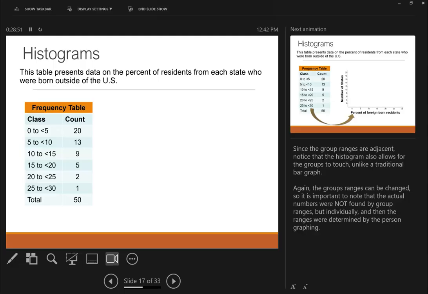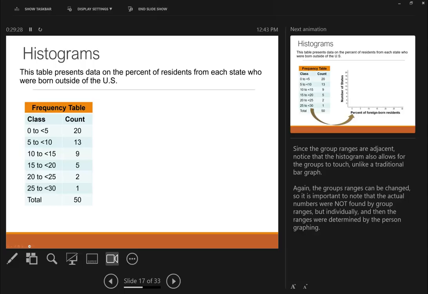All right, let's take a look at some data, and we're going to build a histogram from this to show you what this looks like. This is the percent of residents from each state who were born outside of the US. Notice there's 50 total, because there are how many states? 50. So there's 20 states where less than 5% of residents were born outside the US, 13 states where it was between 5 and 10, et cetera.